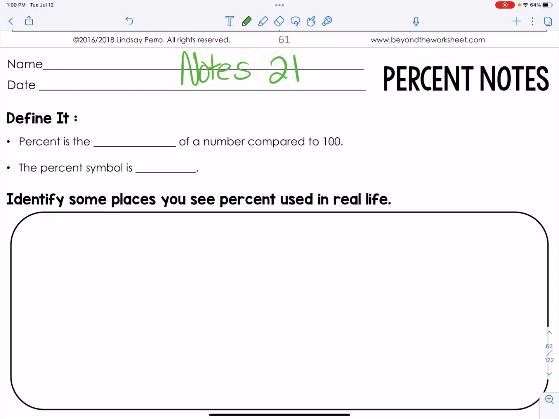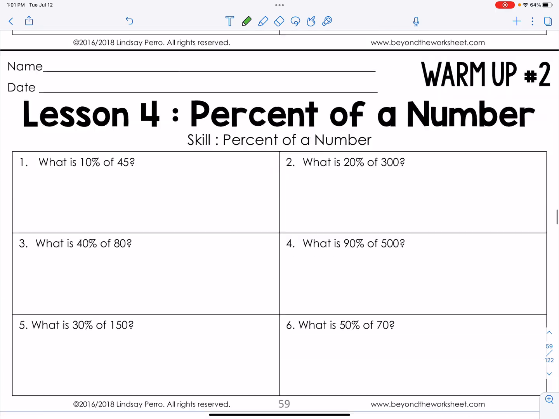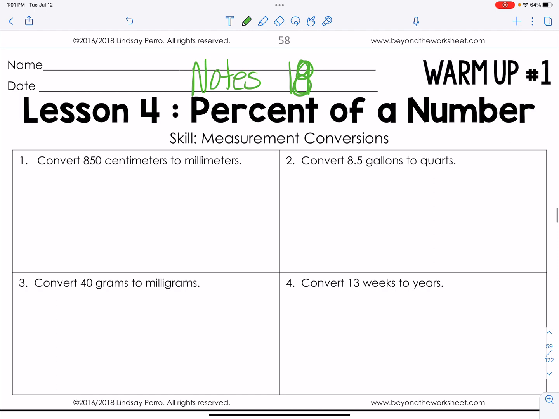All right, this is page 21 in your notes. Sorry. Page 21 in your notes. We're going to start talking about percents, which are really very important. So I would like you to go to warm up 1 on page 18.